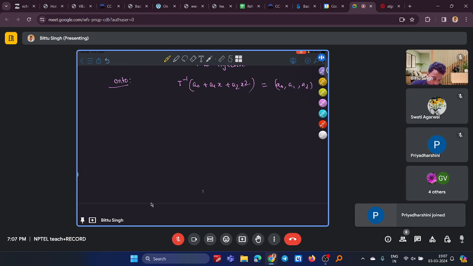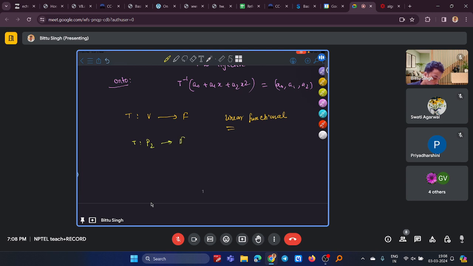And another important thing I need to tell: suppose we have a linear map from V to the field F. Those types of linear maps are called linear functionals. Okay. So what will be an example? Suppose T maps from the polynomials P2 to the real numbers. So a0 plus a1x plus a2x squared, apply T on it. It will be the sum of the coefficients or any multiple, suppose 2 times a0. Then you can see that this map is linear. All the properties of linearity are satisfied by this map. And since this is a linear map, we'll say T is a linear functional.